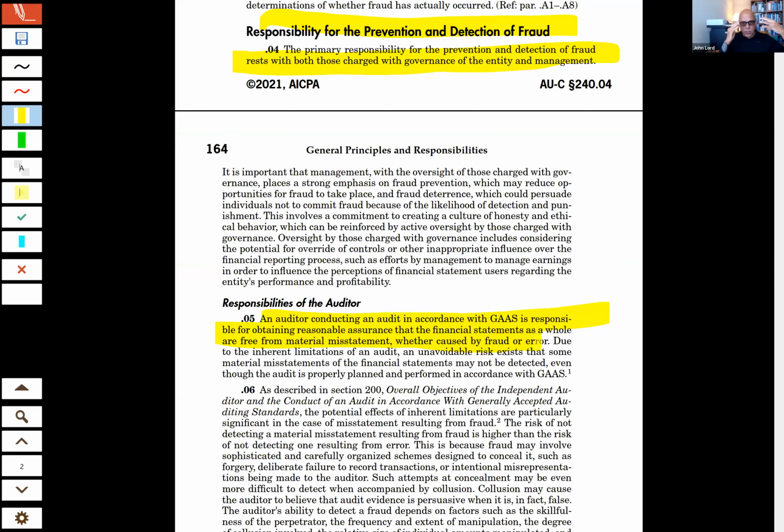But notice the auditor is responsible for conducting the audit to provide reasonable assurance. You can never provide absolute assurance, only reasonable assurance. We always leave room for doubt, right? Reasonable assurance that the financial statements are not materially misstated, whether caused by error, which is an accident, or what? Caused by fraud. So the auditors need to think about what is the potential for fraud and then respond accordingly to that.